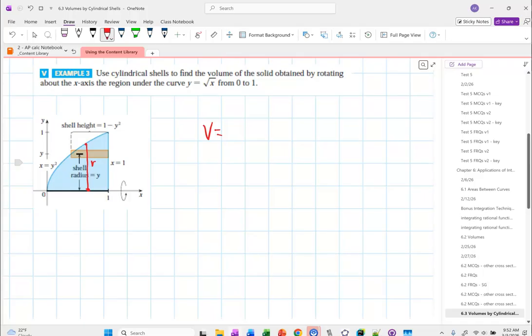Okay. So if I think about it, my smallest radius would occur here, right? Where the radius is basically going to be 0. And my biggest radius is going to occur at the end, where the radius would be 1. Everybody's okay with that piece so far?